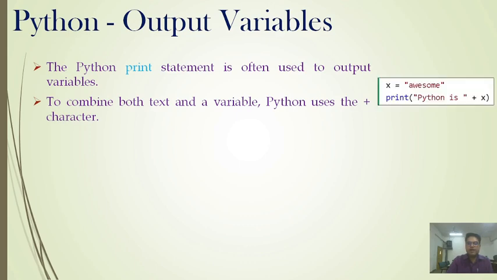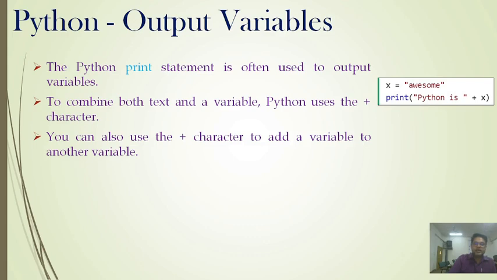Like for example here x equals awesome, and we want to print, so we have written the print function. Inside that we have given a text, Python is, in inverted commas. Again, I have already told you that if you want text, then use inverted commas. Then after that we are using a plus operator, or simply a plus character, and then using the variable name x, and simply it will print Python is awesome.